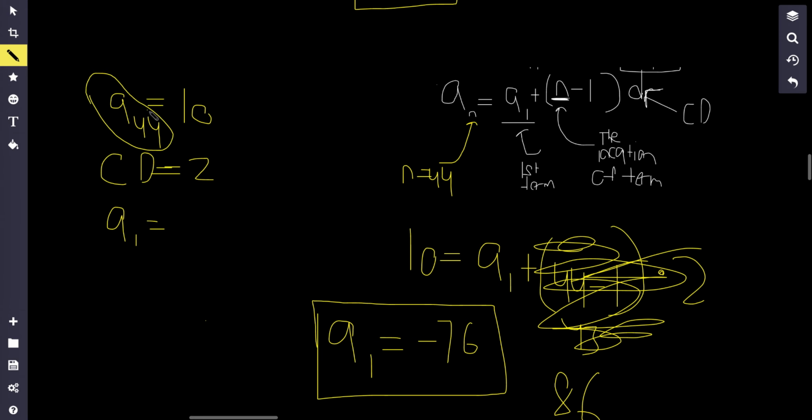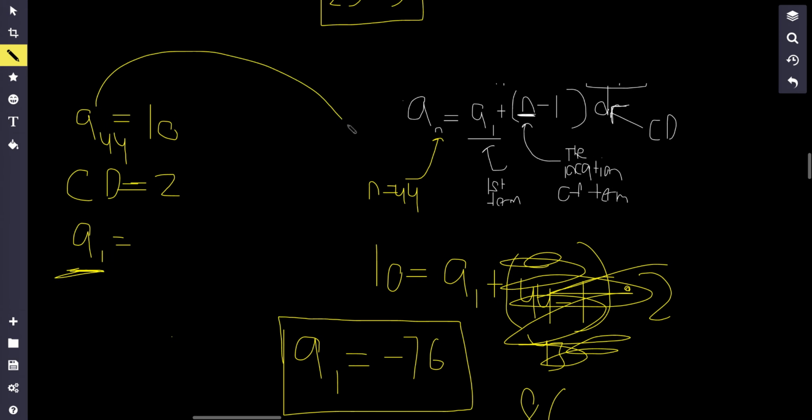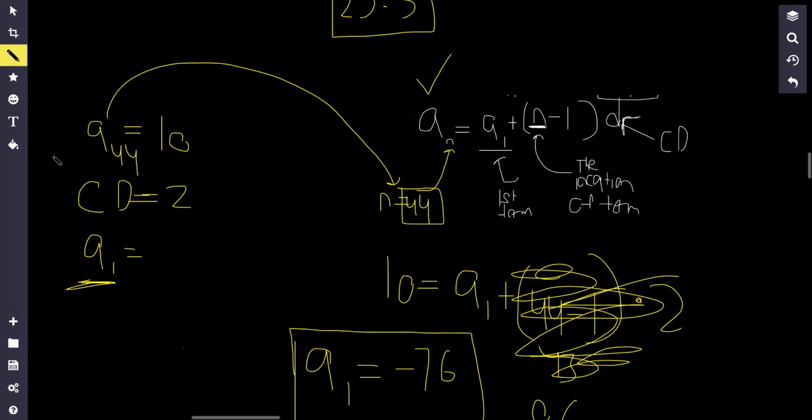So in order to do these types of problems, just pretend like you're trying to find the 44th term. In order to find the first term, you plug in 44 for n, because notice that we know the value of a sub 44, that's given to us. We know that we're on the 44th term, that's given to us. And we know our common difference, which is stated right over here.